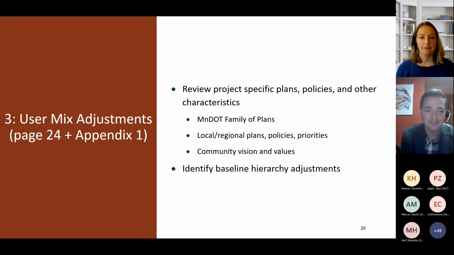Next slide. So that gets us to step 3, user mix adjustments. This is really where we do most of the work. This is where we dig in and really understand context, looking at what plans and policies exist that could inform our project. What have the locals done? Have they studied your corridor? What are their priorities? Where are they at with some of these things that we're wrestling with? And then community engagement informs this step. What are the community vision and values, and how are they looking at it? And the outcome of step 3 is bulleting out what potential adjustments to that baseline hierarchy might be.